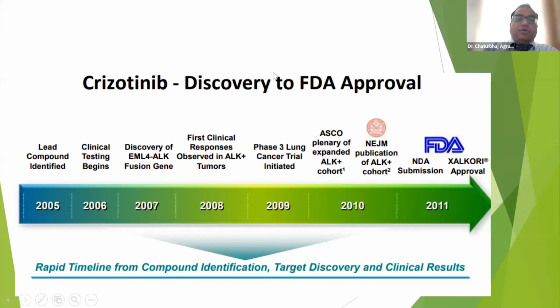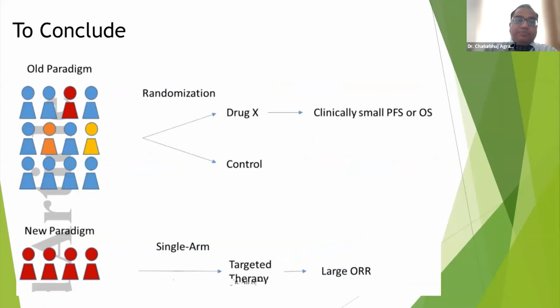From discovery to FDA approval: the discovery of the EML4-ALK fusion gene was in 2007, the first clinical response in a positive tumor in 2008, the phase 3 clinical trial was initiated in 2009, and in 2011 itself, crizotinib got FDA approval. This is a rapid timeline because of the incidence of the tumor, the low frequency of ALK translocation, and the durable and sustainable response, as I told in my presentation.